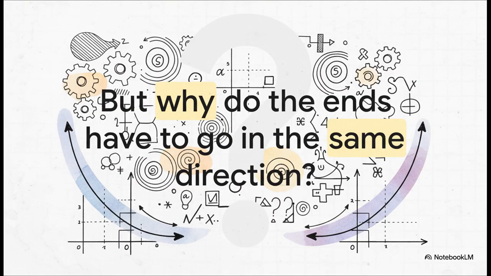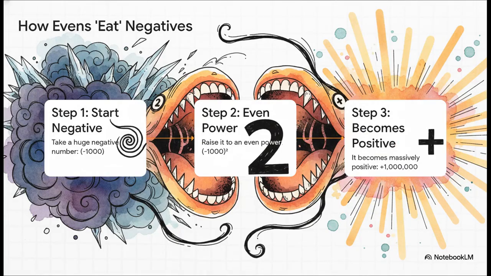Okay, but why? Why does this rule even exist? What's actually happening with the numbers that forces the left side of the graph to play copycat with the right side? It all comes down to one simple fact. Even powers totally eat negative signs. Just think about it for a sec.